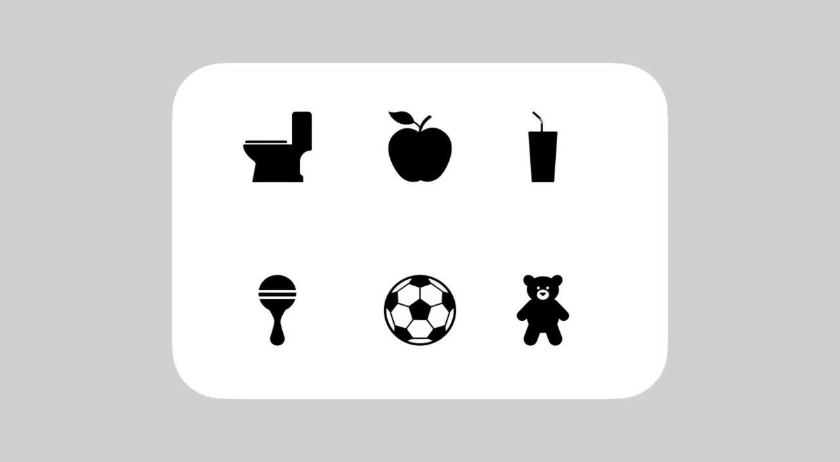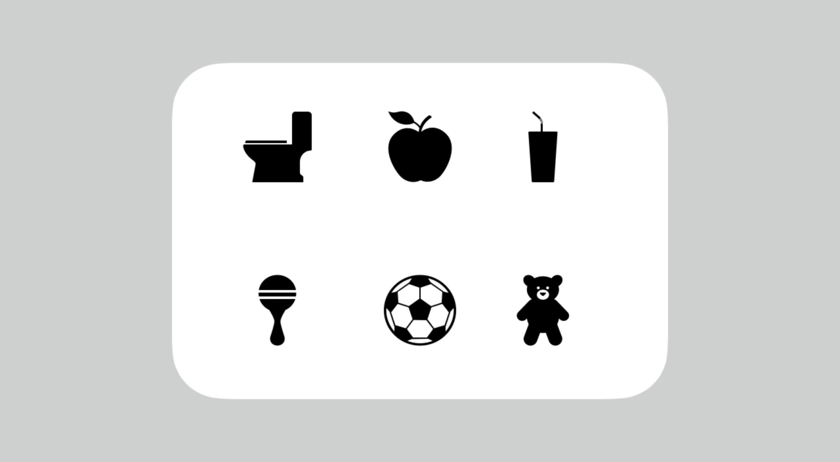This is a regular-sized piece of paper with 6 symbols on it. The symbols stand for bathroom, food, drink, toy, play, and hug. Whenever Maria uses the low-tech grid, Mom will give Maria what she requests. When Maria looks at the food, Maria's mom knows that Maria is hungry and gives her food.